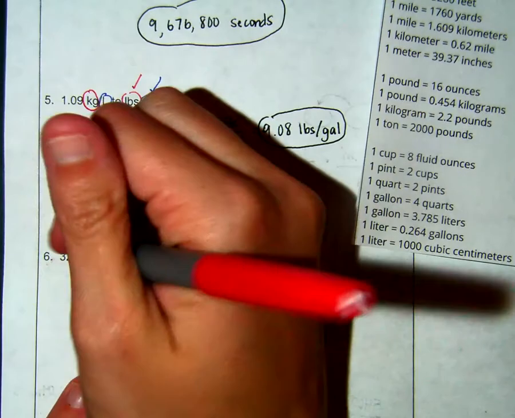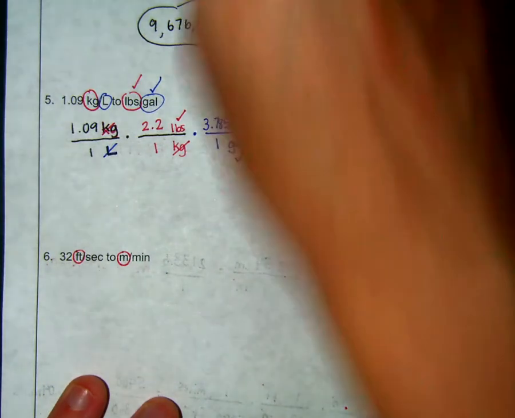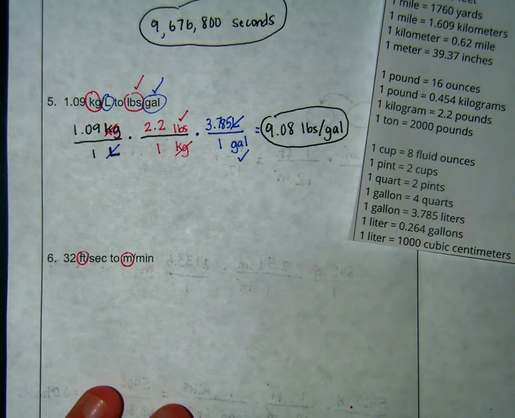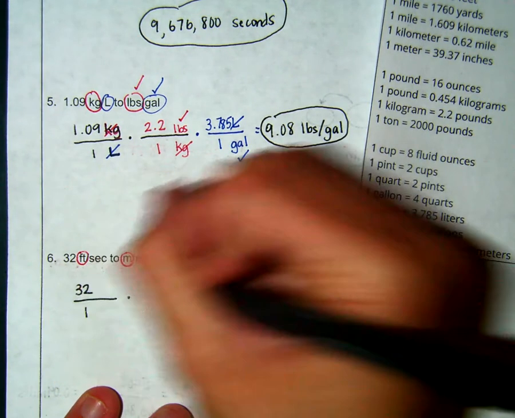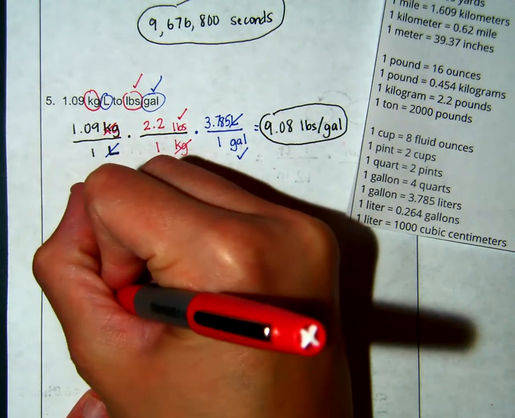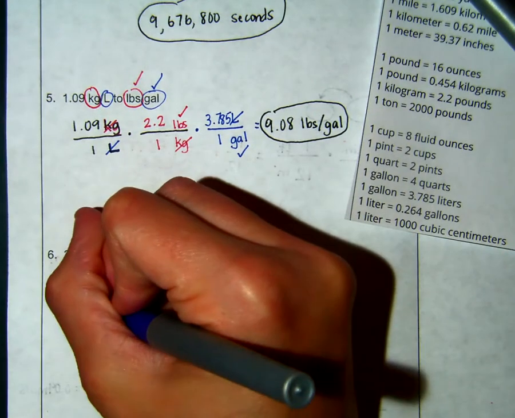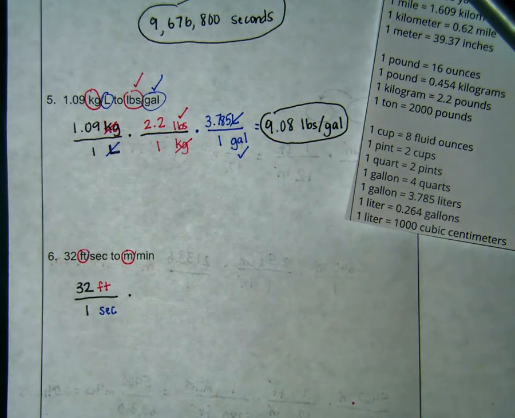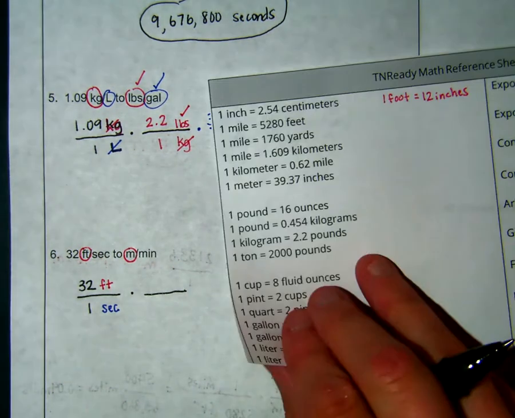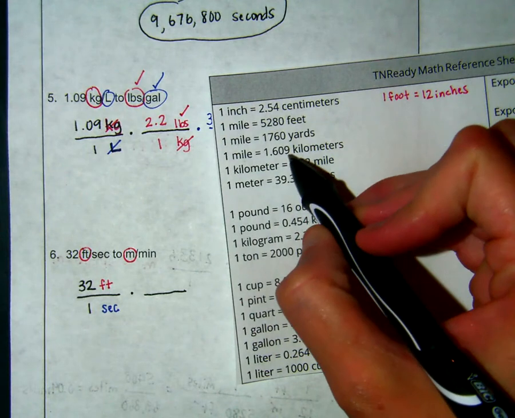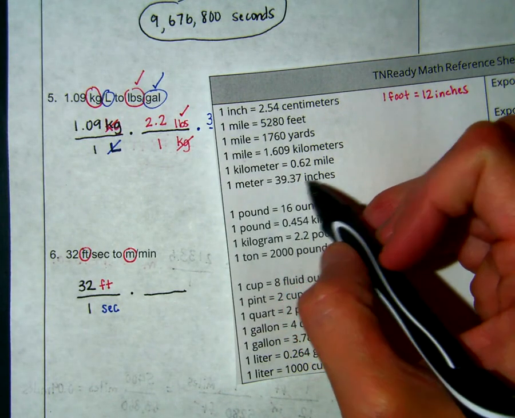Going from feet to meters. That's why M, we don't use miles. M means meter. Okay, 32 feet per second to meters per minute. Okay, gotta get my little chart here and see if I can go from feet to meters. Feet, meters, feet, meters. I sure hoped I could. I'm not sure if I can.